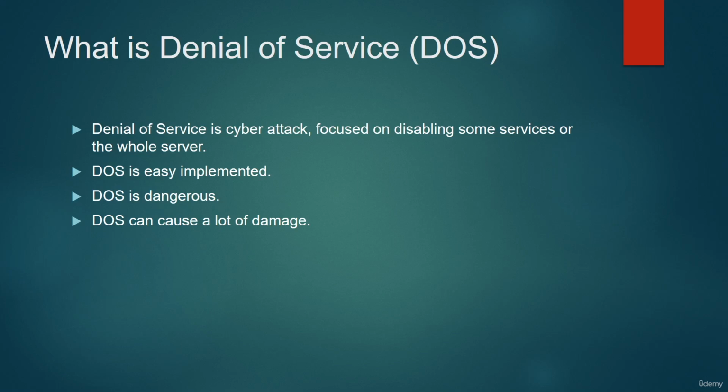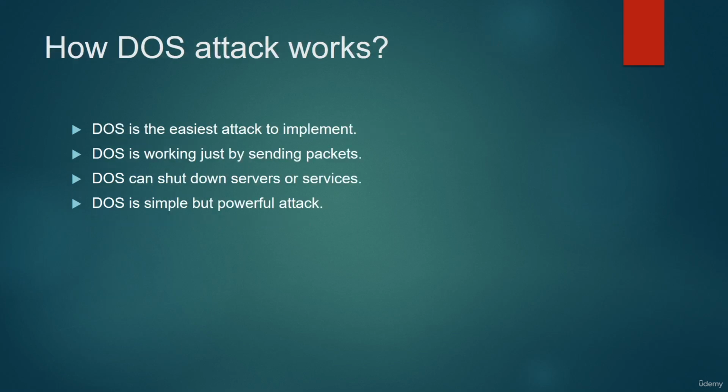So now let's go over how the DoS attack actually works. And it works really simply. A DoS attack is the easiest attack you can implement, and it works by sending packets. Every DoS attack needs to send packets to a specific IP and a specific port, and it starts sending multiple packets in a huge time lapse. Therefore the server cannot process the packets and it crashes. This is the whole idea, the whole principle of the attack.